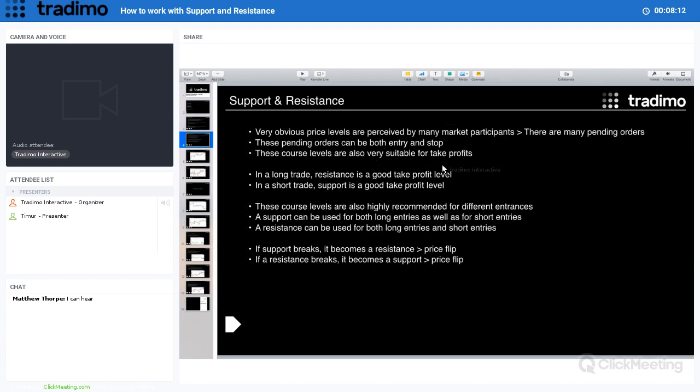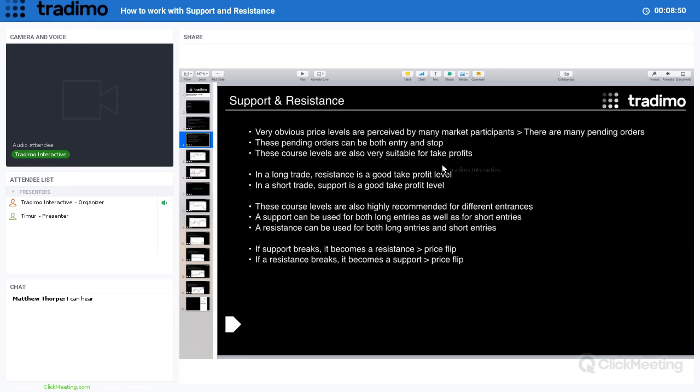Okay, then the next one. Support and resistance levels, very obvious price levels, as I mentioned, are perceived by many market participants. There are many, many pending orders at these levels. Maybe you can imagine that a price goes up and we are facing a very strong resistance level, then a lot of people think about their positions or maybe potential positions. They want to open their long or short position. Other people are taking their profits at these levels, and vice versa. The same is valid for a support level, of course.